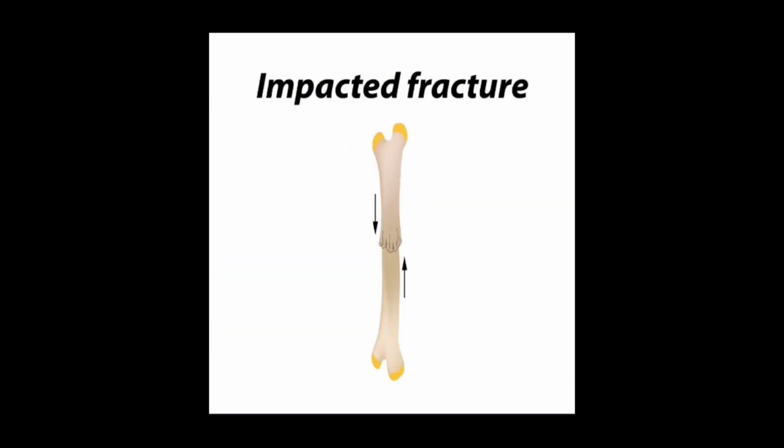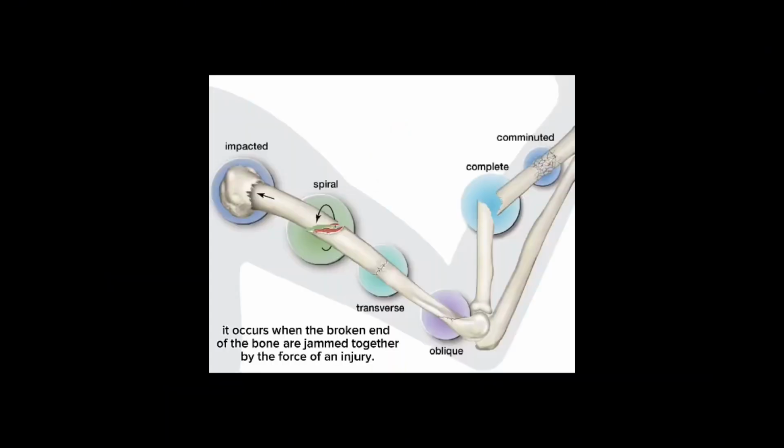Impacted fracture. Impacted fracture is also called a buckle fracture. It is a break where the ends are driven into each other. This is often seen with children's arm fractures. An impacted fracture occurs when the broken ends of the bone are jammed together by the force of the injury.